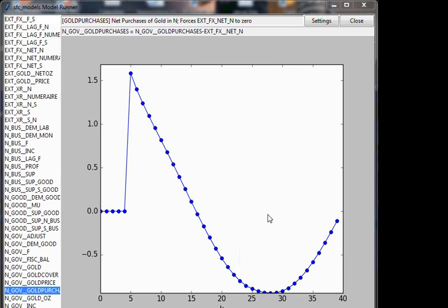Hello. This is a demonstration of some of the properties of the solver, the equation solver, in the SFC models Python package. I'm using as an example the external model, which I described in another video. A little bit of economic background.